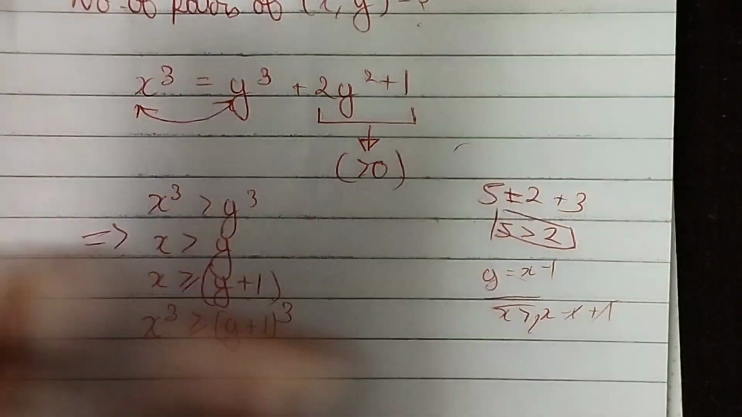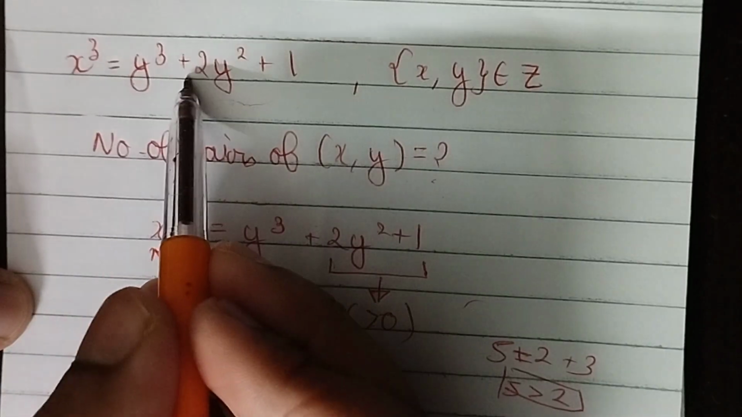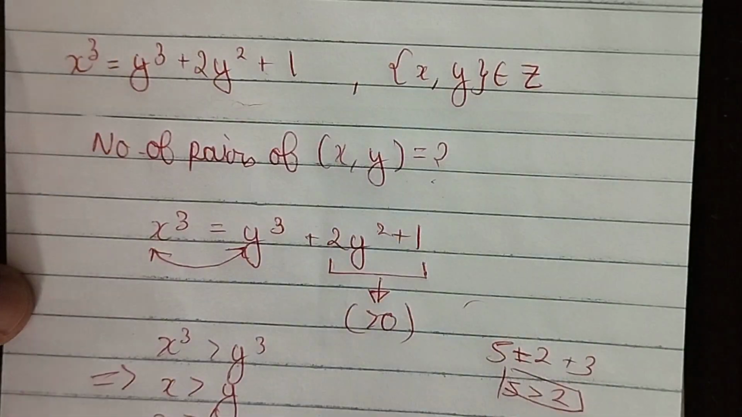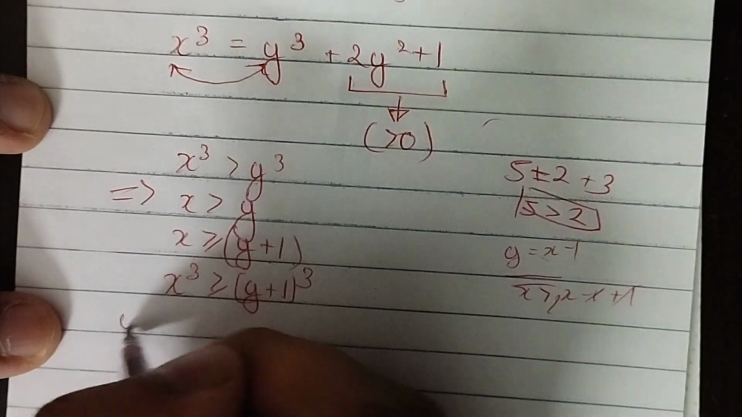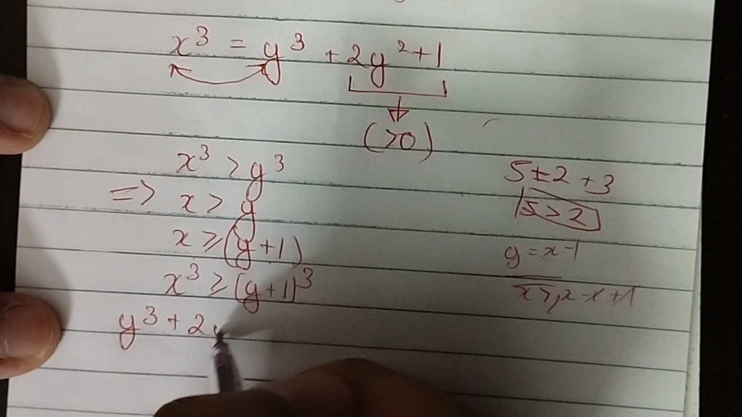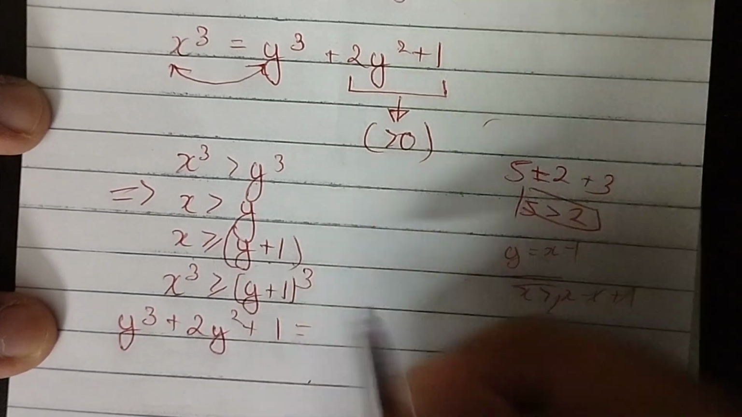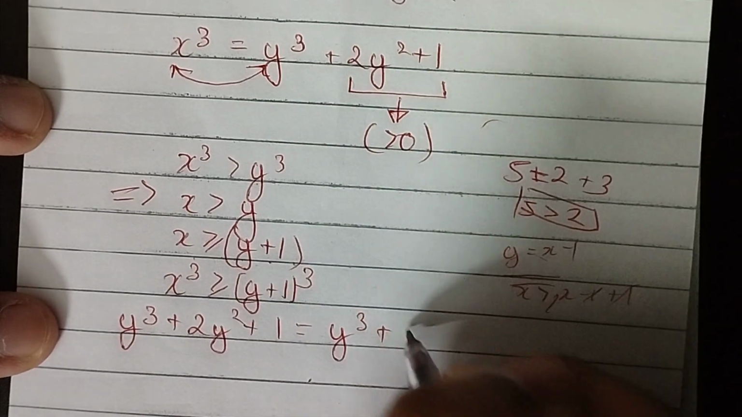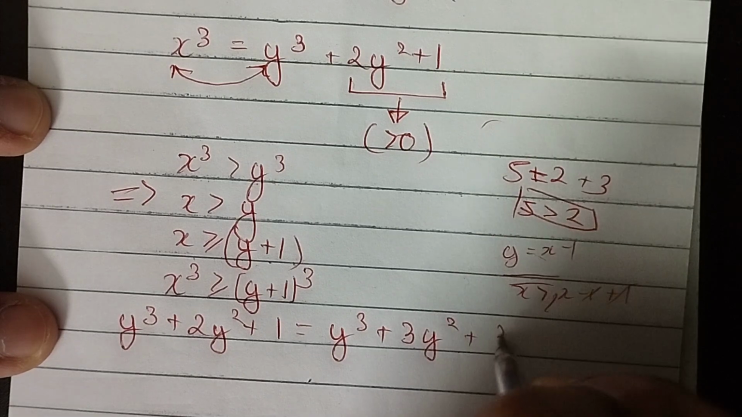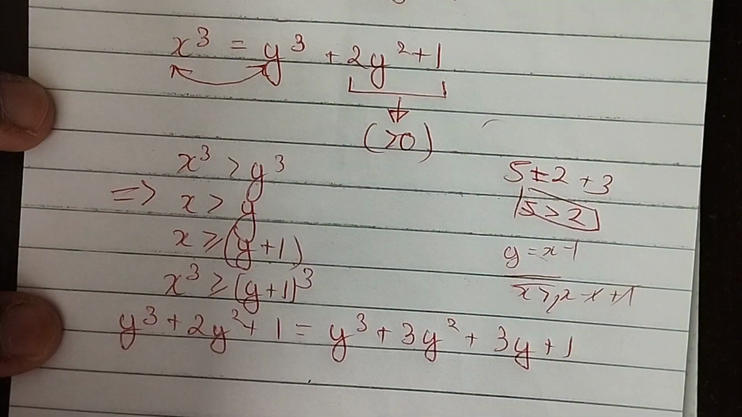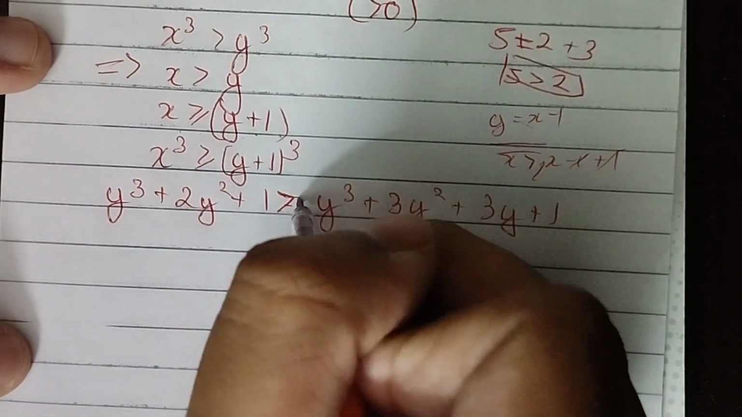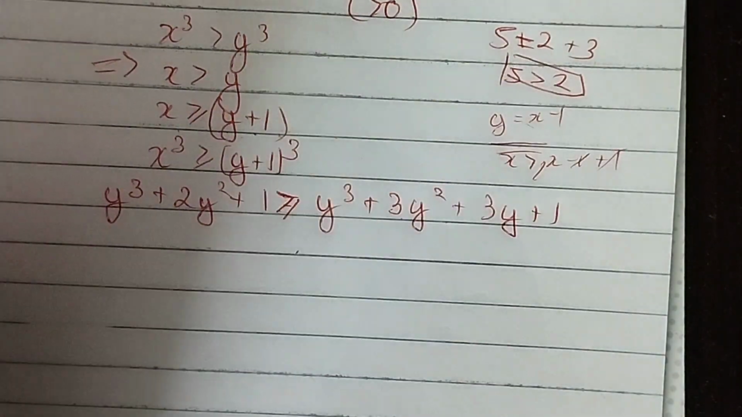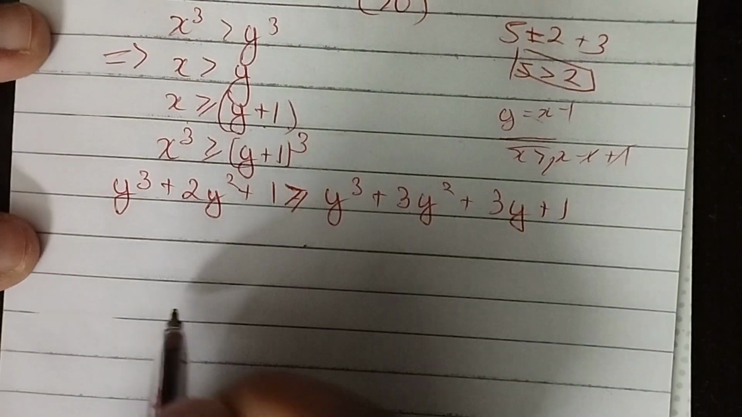Now let the magic begin. We know that x cube is what? Here, y cube plus 2y square plus 1. Now we are going to place it here. So y cube plus 2y square plus 1 is greater than or equal to what? y cube plus 3y square plus 3y plus 1. Also, guys, it's not greater, it should be greater than or equal to.